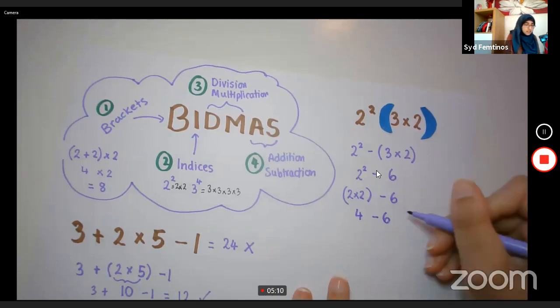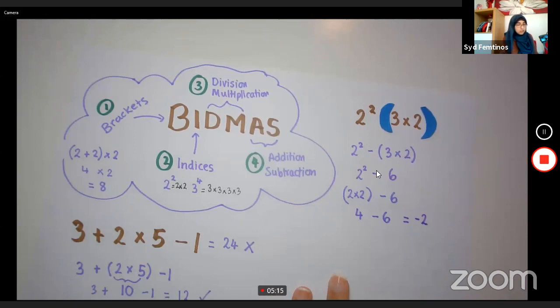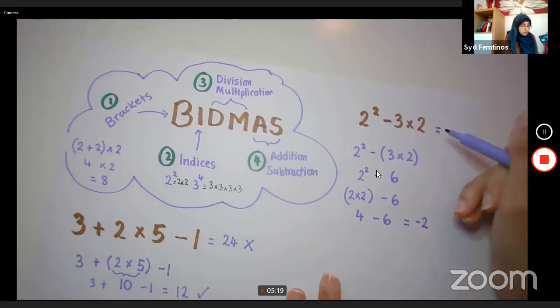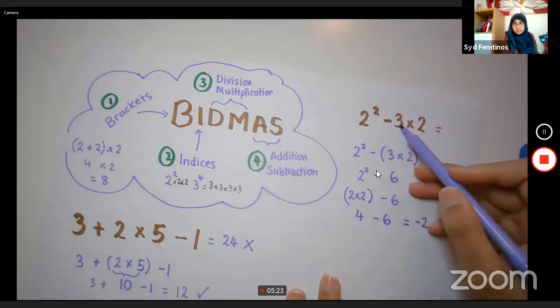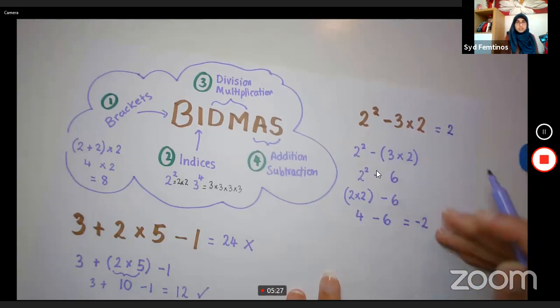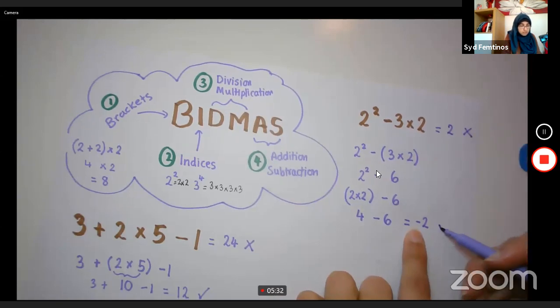Now, if you haven't done negative numbers, you might get slightly confused with this, but this is minus 2. Now, if we did it without the brackets, we would do 2 to the power of 2, which is 4. 4 minus 3 is 1. 1 times 2 is 2. And you see, you've got 2 completely different answers. This one's wrong, this one's right.